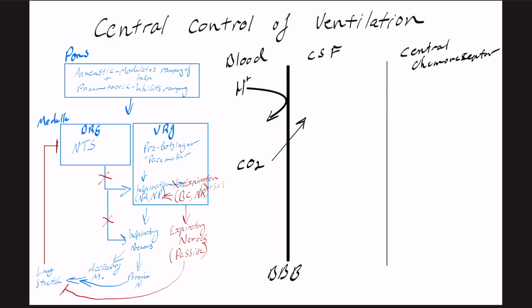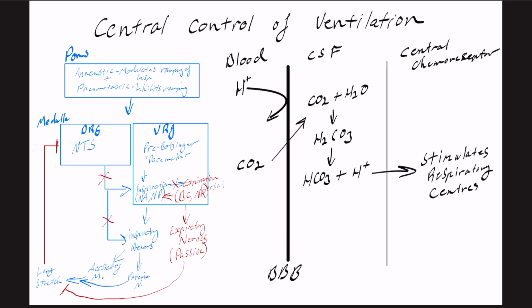But it's actually the CO2 that can easily cross the blood-brain barrier because it easily dissolves and diffuses across. So the CO2 will bind with water that sits within the CSF, creating carbonic acid, which will then become bicarb and hydrogen as it dissociates. And it's these dissociated hydrogen ions that then cross over into the brain parenchyma and stimulate our respiratory centers.